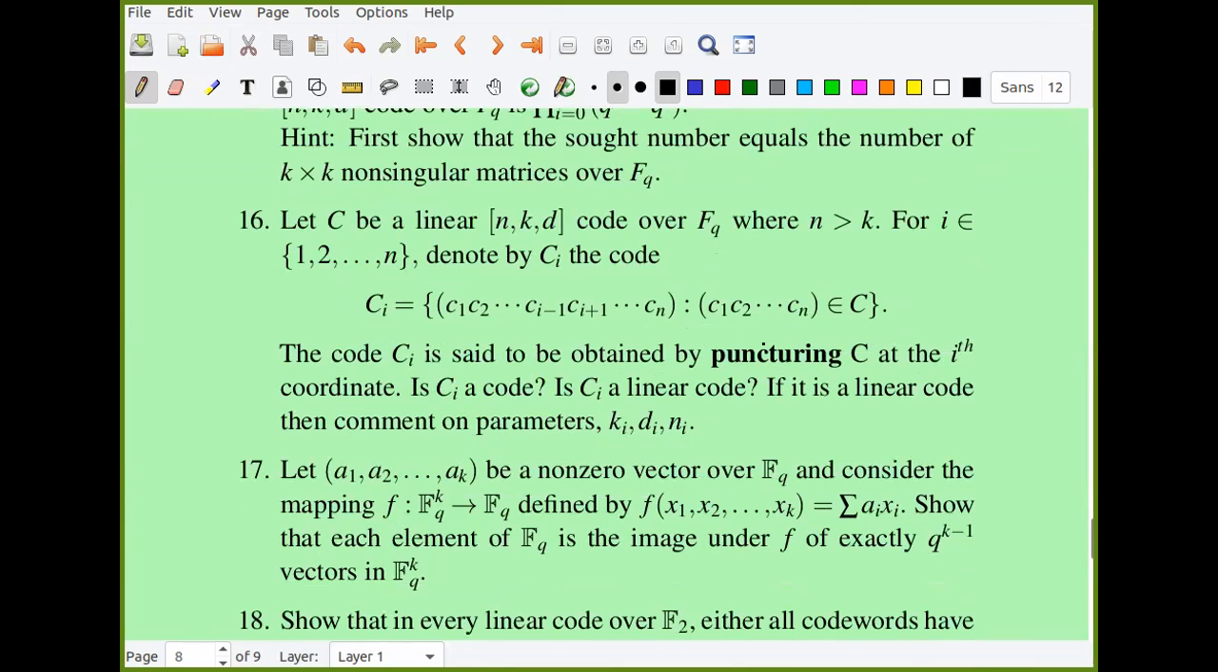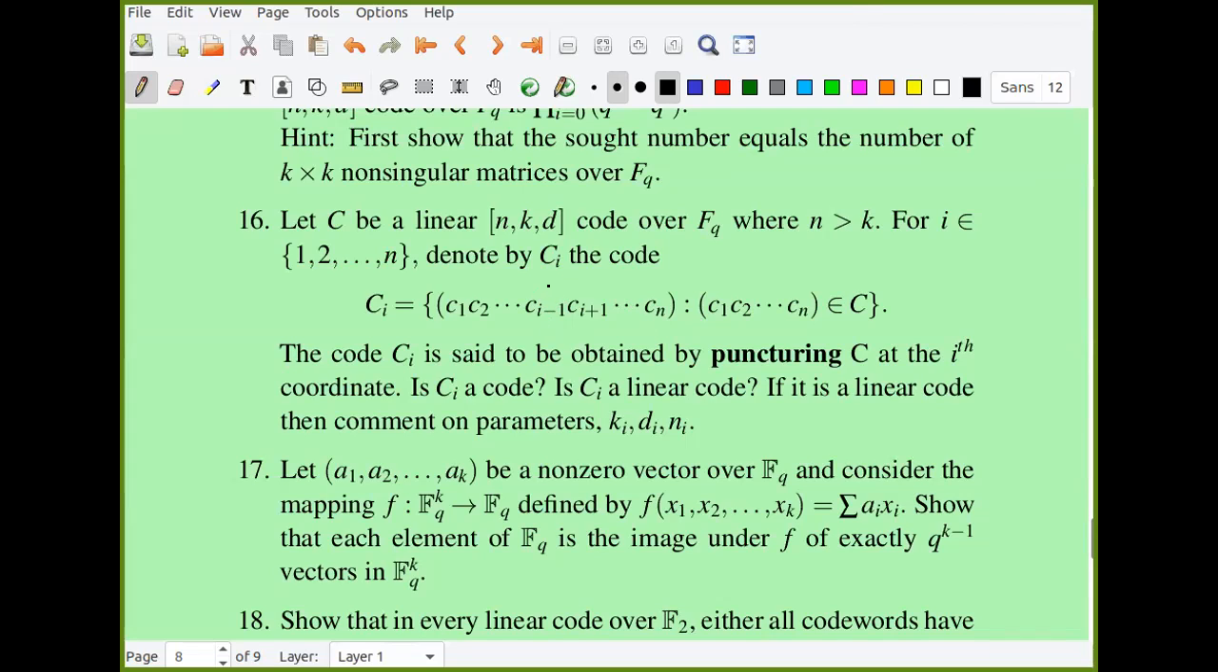So can you see this one? Understand the question. Let C be a linear code, an (n, k, d) code. C i is constructed like this. So what is it that I'm doing? Do you see that? Can you see what I have done? Yes, sir. Can you tell?